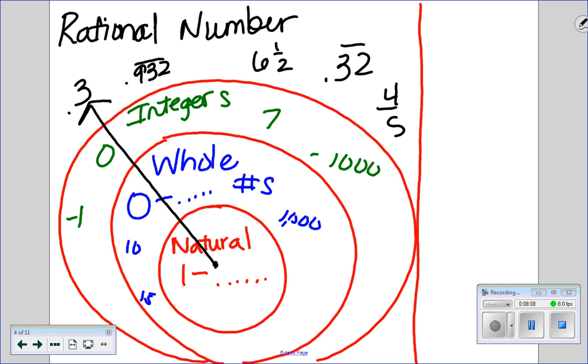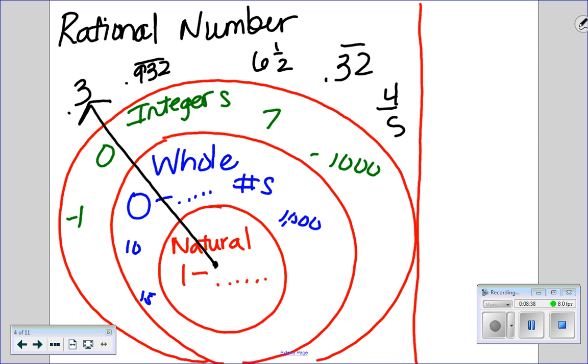So what they're going to say is they're going to say, classify 2 as many ways as you can. Okay? So where does 2 fall in this thing? Where does it start? It's a natural number, right? So if it's a natural number, guess what? It follows the arrow out and is everything else the arrow goes through. So 2 is a natural number. It's a whole number, it's an integer, it's a rational number. That's what they're going to ask you today. They're going to give you a number, and they're going to ask you what type it is.